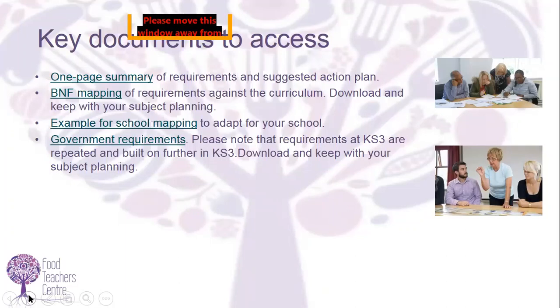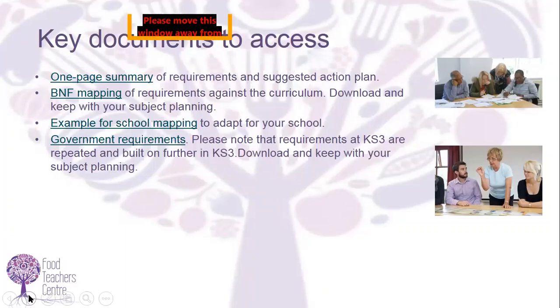We've also provided for you, care of Joe Mann down at Torquay Girls' School in the Southwest, an example of school mapping that he has done. Although you wouldn't be able to necessarily look at this in great detail, you probably have your own school mapping, your own scheme of work, but how he's been able to create a column to show what he is teaching at years 7, 8 and 9 and beyond, to match against these curriculum requirements.